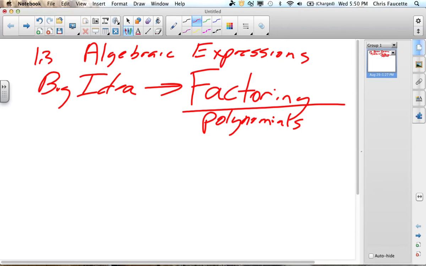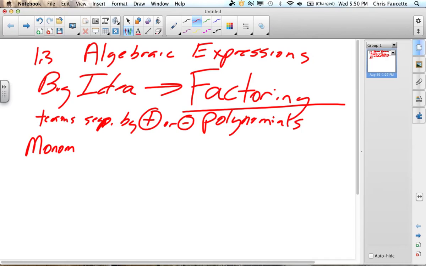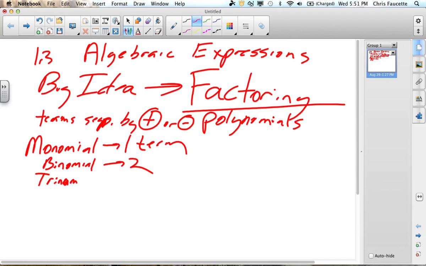Before we do that, let's come back and do some real quick review. Polynomials are classified by the number of terms. In other words, terms are separated by plus or minus signs. So a monomial has one term, a binomial has two, a trinomial has three. Polynomial is a sort of a general term. It means one or more terms. Okay?